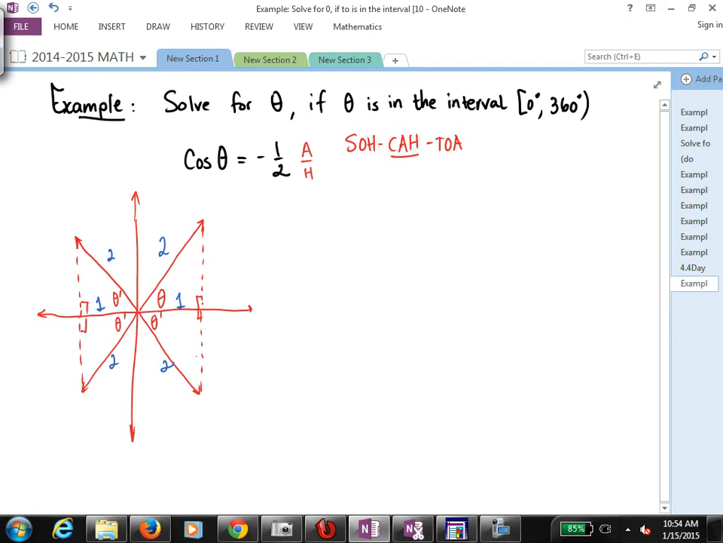Now, based on my sketch, in which quadrants should cosine be negative? Quadrants 2 and 3, because this adjacent, you can see, is going to be negative. It's on the negative axis right here. They want cosine to be negative, so what does this mean? Quadrant 1 and 4 will not be there.